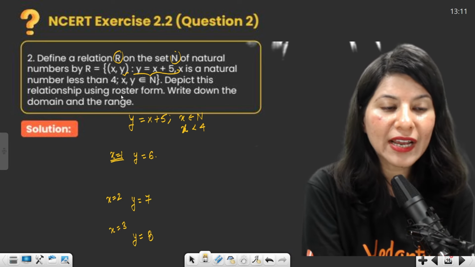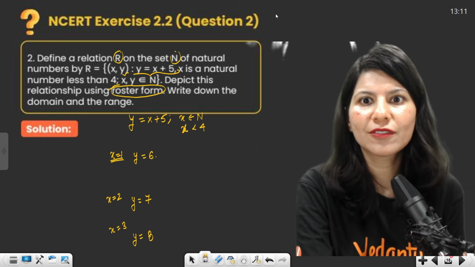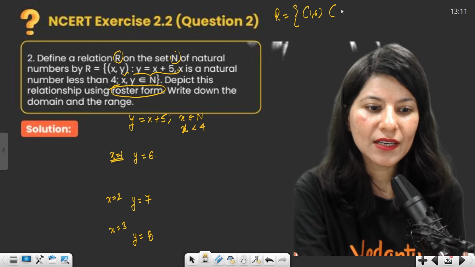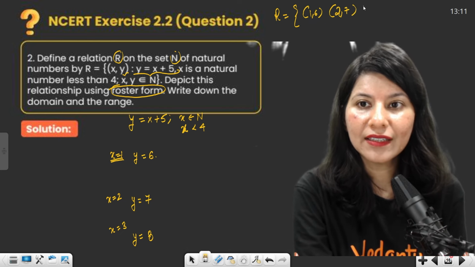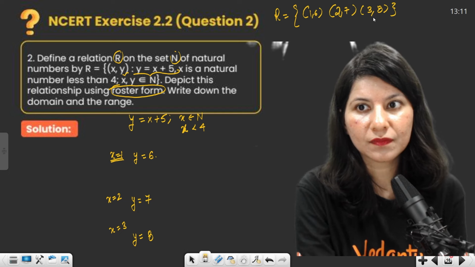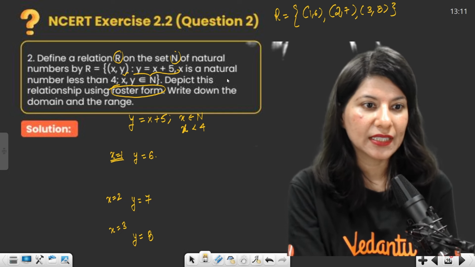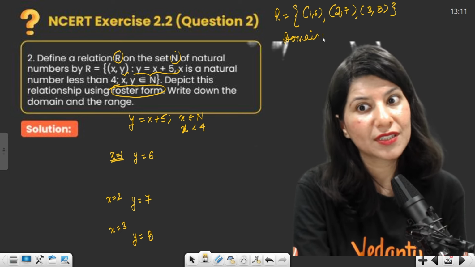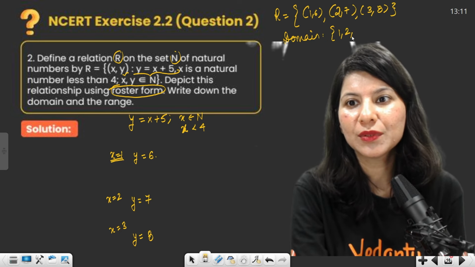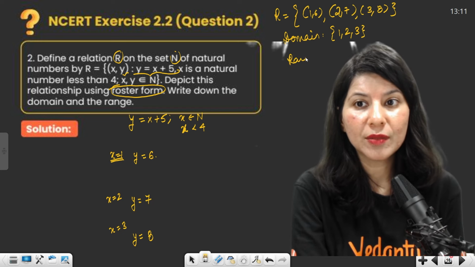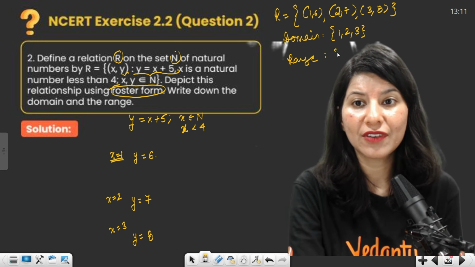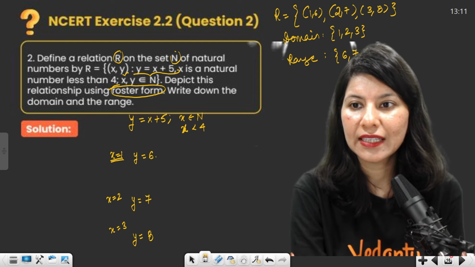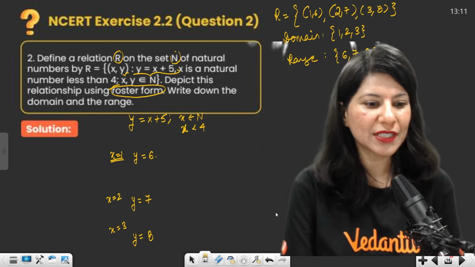Now we need to write it in roster form. Roster form is very easy. This relation will have all the ordered pairs: (1, 6), (2, 7), and (3, 8). Now write down the domain and range. The domain will be 1, 2, 3. The range will be 6, 7, 8, that is the values of y. The second element of the ordered pair will be the range. 6, 7, and 8. That's it, right? Question number 2 also done nicely.